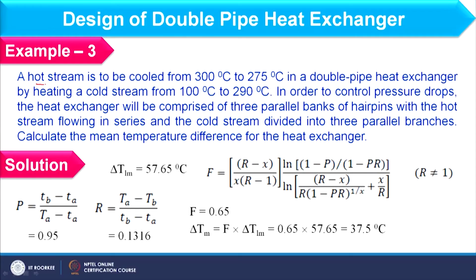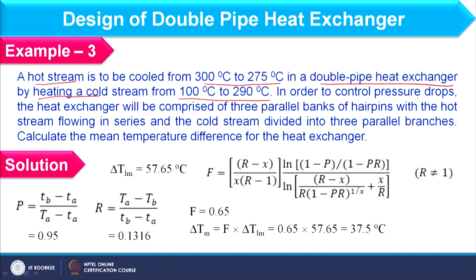So, now we will focus on example 3 for double pipe heat exchanger design, and in this example a hot stream is to be cooled from 300 to 275 degree Celsius in a double pipe heat exchanger by heating a cold stream from 100 degree Celsius to 290. Okay. So, you can see we have 300 and 275 and 100 and 290.